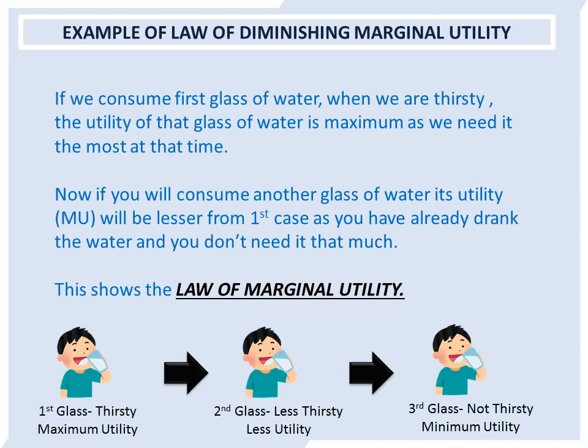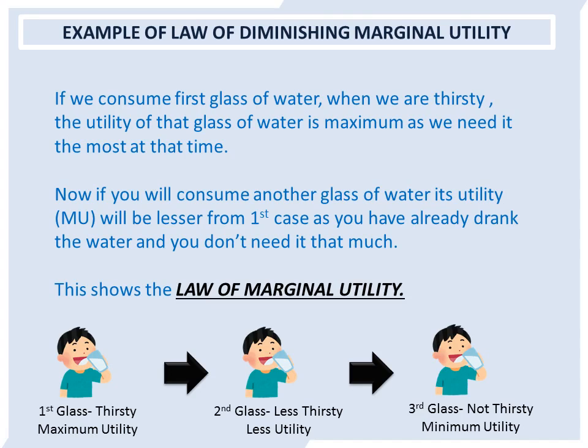Example of DMU. The following pictures depict the example of the law. For example, if we consume the first glass of water when we are thirsty, the utility of that glass of water is maximum, as we need it the most at that time. Now, if you consume another glass of water, its utility, MU, that is the additional utility, will be lesser than in the first case, as you have already drunk water and you don't need it as much as you needed it in the first go. This shows the law of marginal utility, which is diminishing.